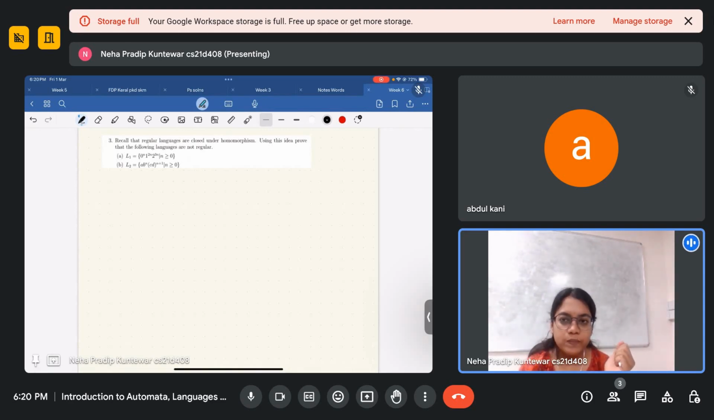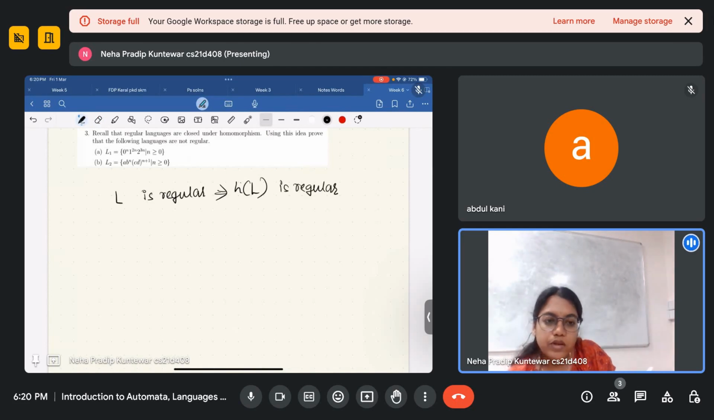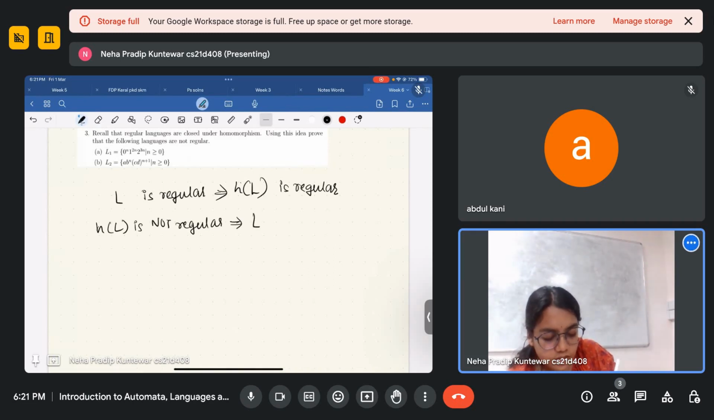Homomorphisms can be thought of as a tool to prove that a language is not regular. And how is that? What we said just now is that if L is regular, then h of L, for any homomorphism h, has to be regular. If you look at the contrapositive, it means that if h of L is not regular, then L is not regular.